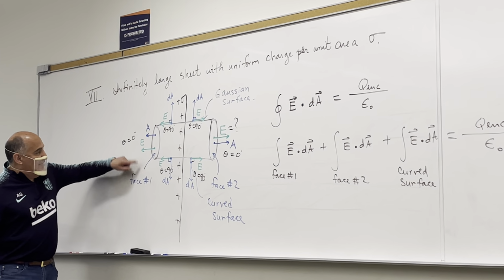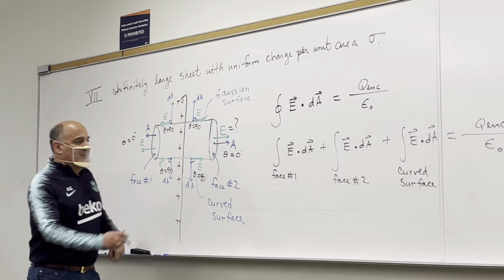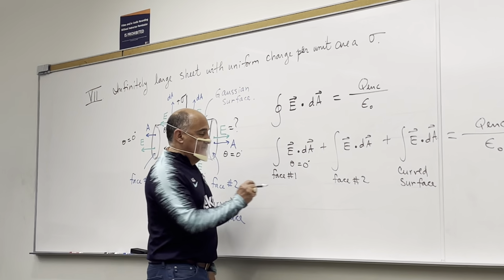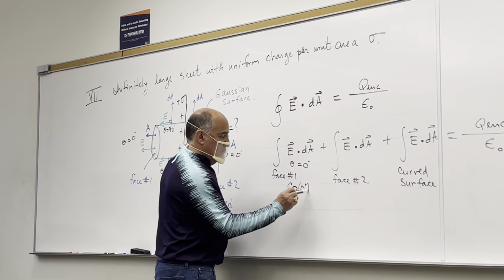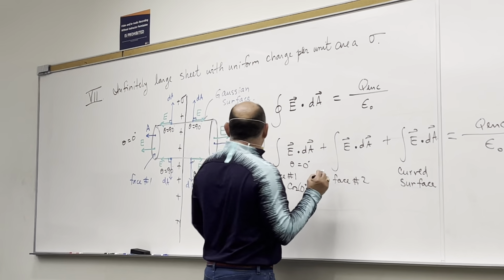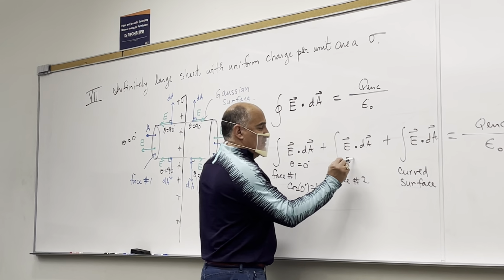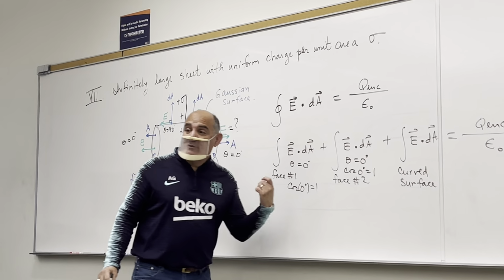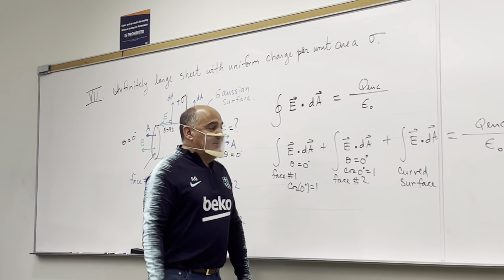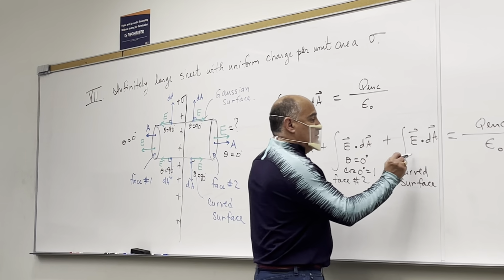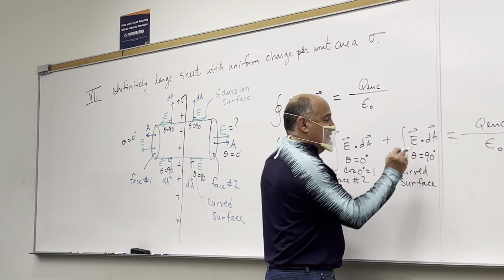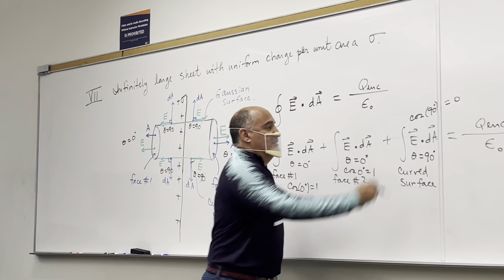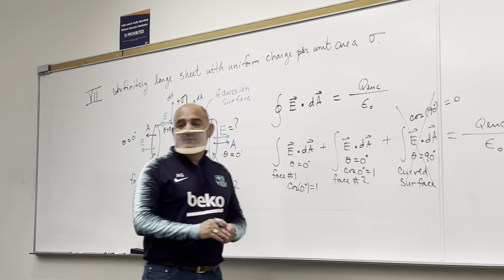And over face number 1, the angle between the area vector and the electric field is 0 degrees, and the cosine of 0 is going to be 1, right? For face number 2, the angle between the electric field vector and the area vector is also 0 degrees, and remember that the cosine of 0 degrees is 1. So those two terms are going to survive. But for the curved surface, the angle between the electric field vector and the area vector is 90 degrees, and remember that the cosine of 90 degrees is 0. So this one is going to be out. It will not contribute.